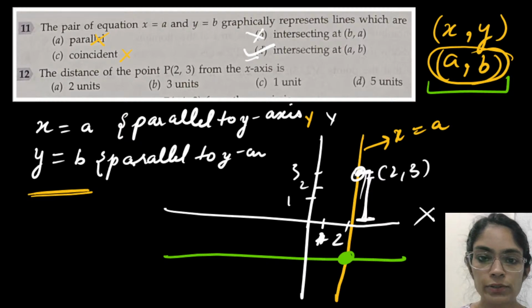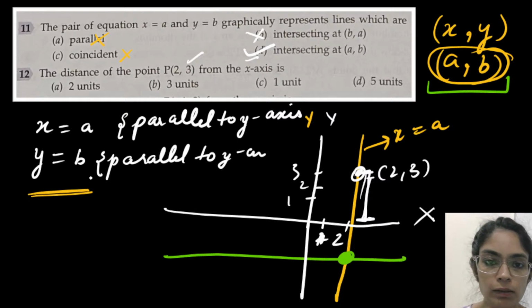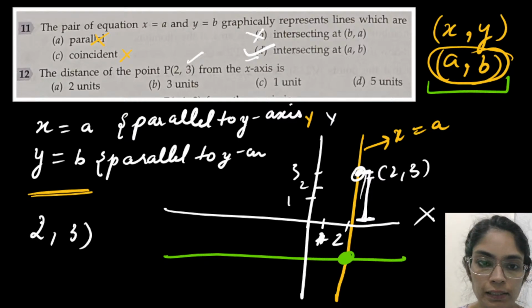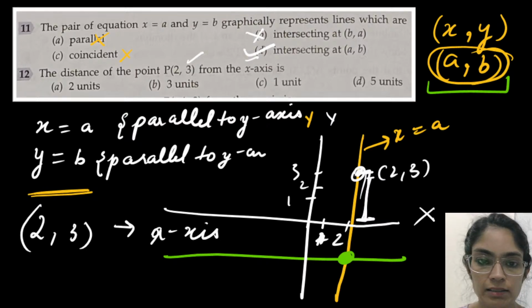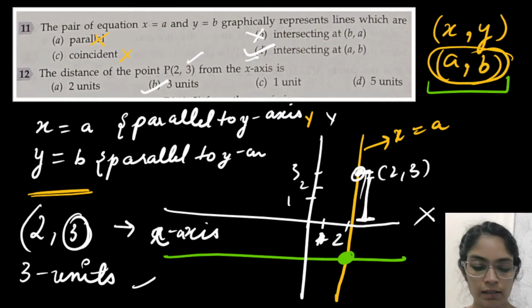Okay, so 12th question. If you are finding distance from the x-axis, the y point is the answer. If you are finding distance from the y-axis, the x point is the answer. So for the 12th question, the point is 2 comma 3. Its distance you have to find from the x-axis. So x-axis distance means the y point is the answer. So 3 units is the answer. This way you can just remember. So option B is the correct answer.